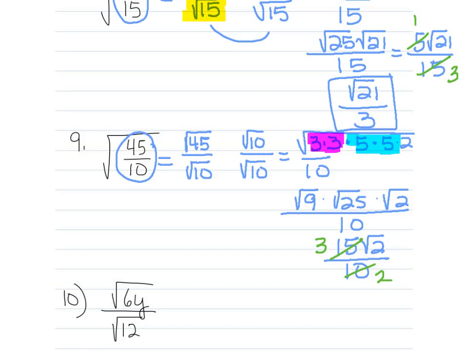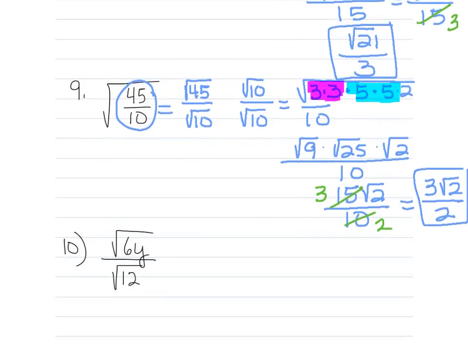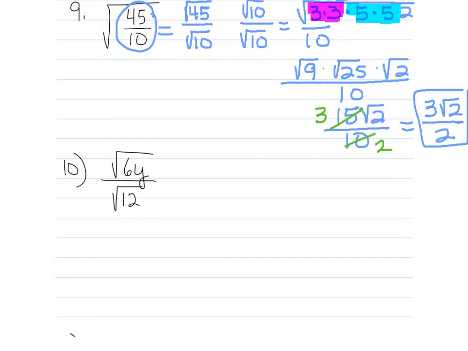And so my simplified radical expression would be 3 radical 2 over 2. Recall that you cannot simplify what's under the radical symbol because that is the square root of that number, not that number per se. Okay.